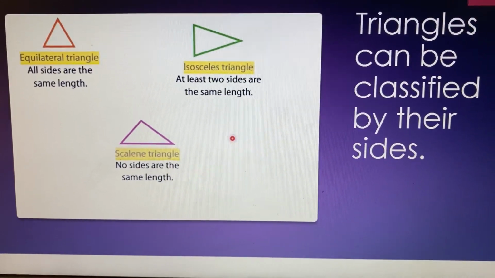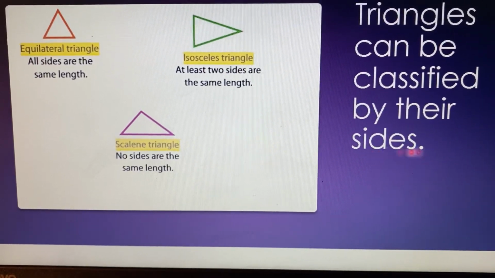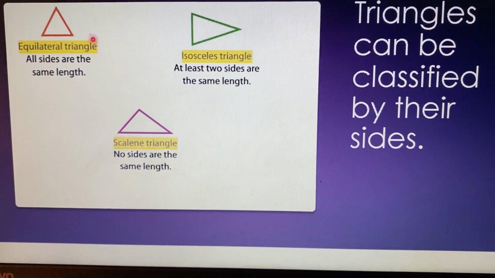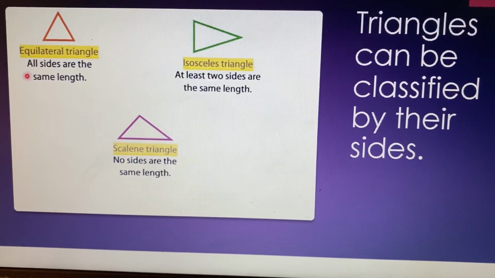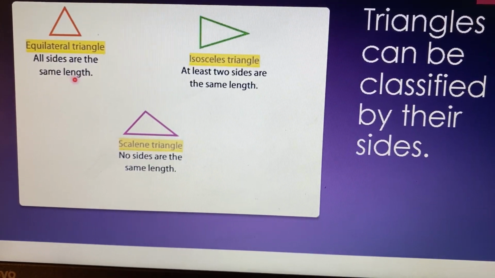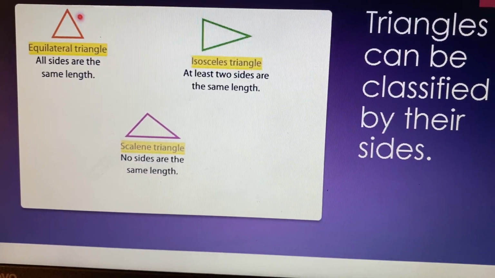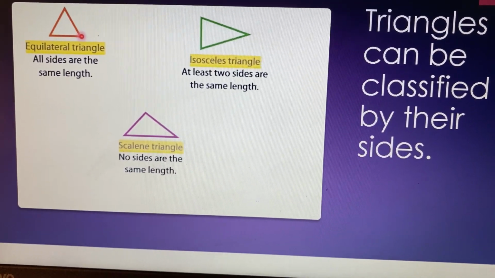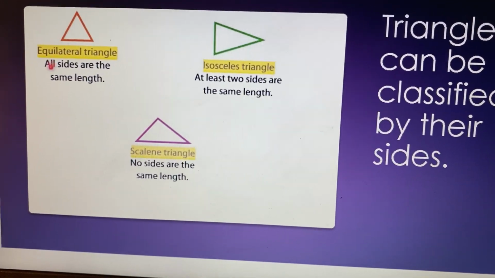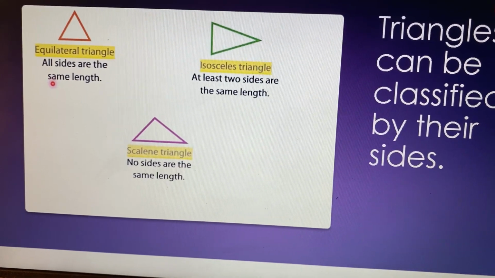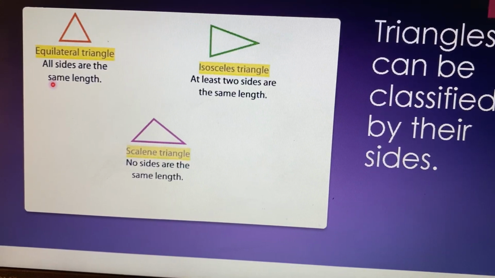Now we can also classify the triangles by their sides. How? Look at this first triangle. All sides, the three sides, are the same length. For example, this one equals 5 centimeters or 5 inches. This is the same. This is 5 and this is 5. The three of them are equal. We call it an equilateral triangle.